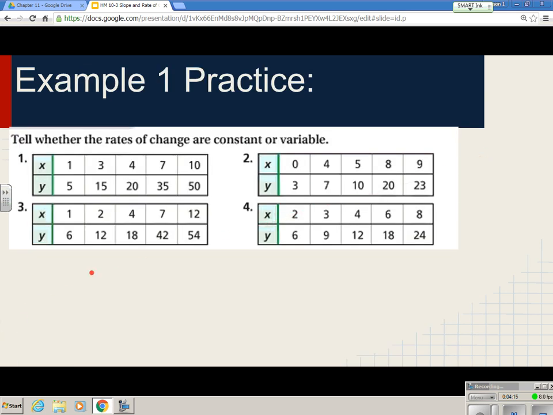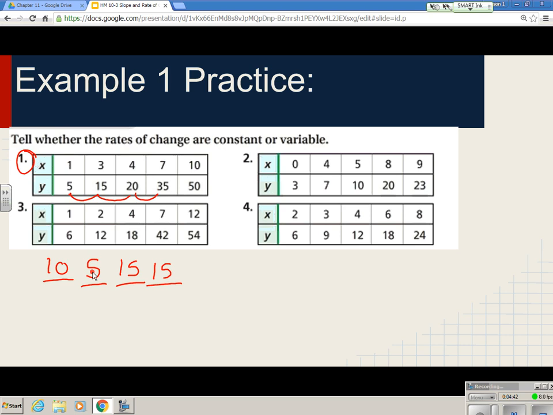And here are 4 that you can do on your own. If you want to do all 4, stop the video now. Otherwise, hold on. I'm going to do one with you. All right, so let's look at number 1. If we look at the rate of change at the top, 5 to 15 is 10. 15 to 20 is 5. 20 to 25 is 15. And 35 to 50 is also 15.